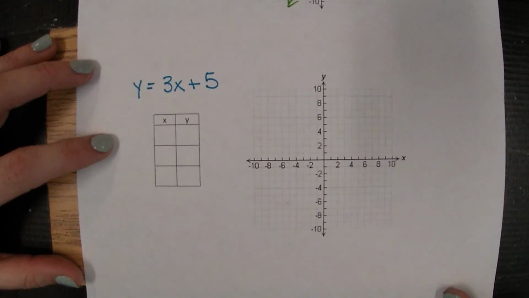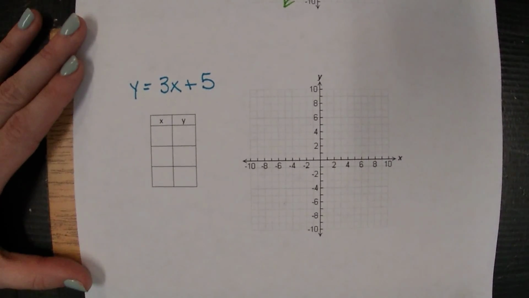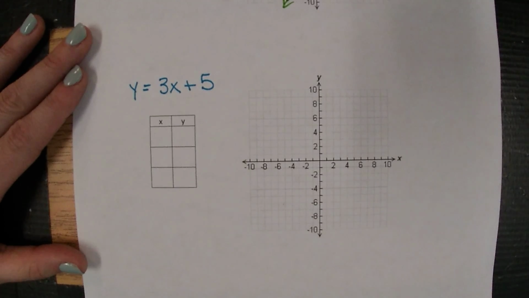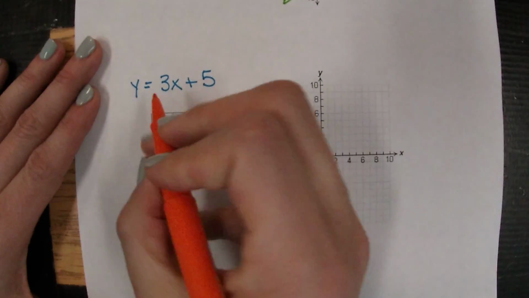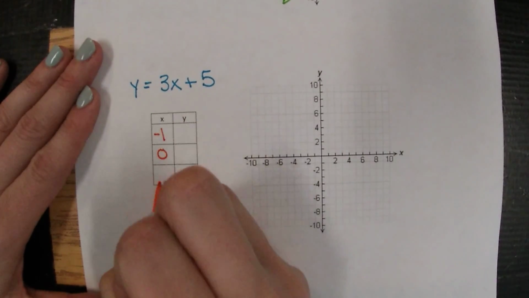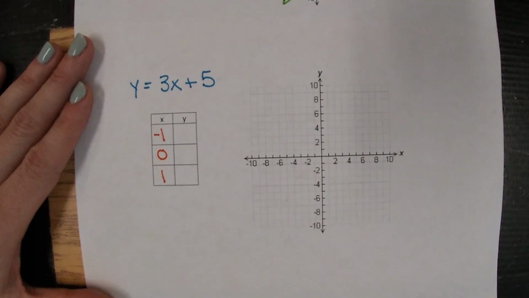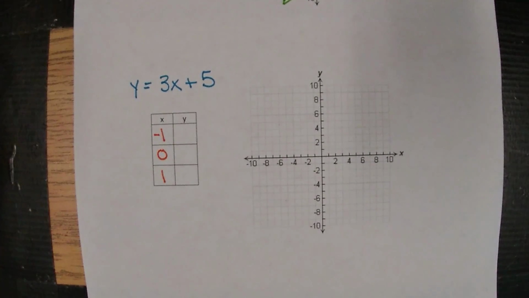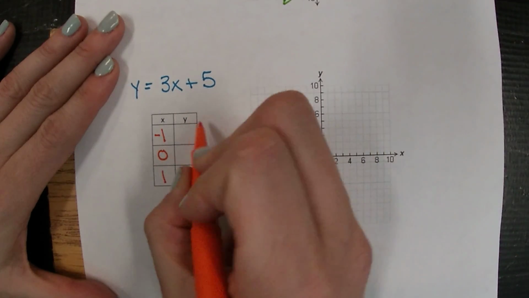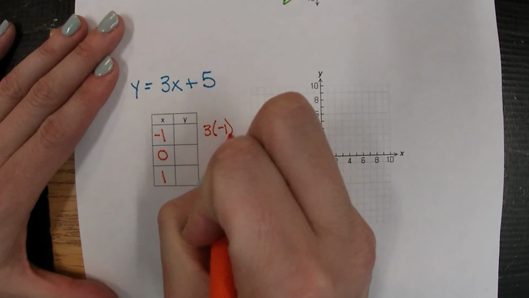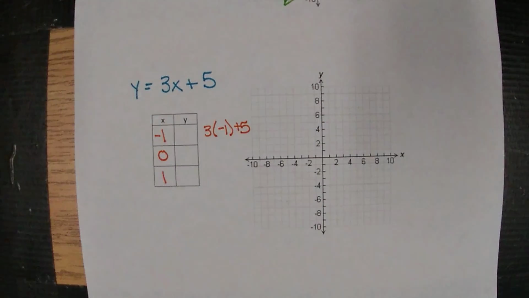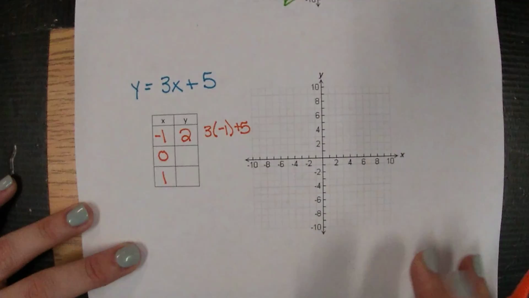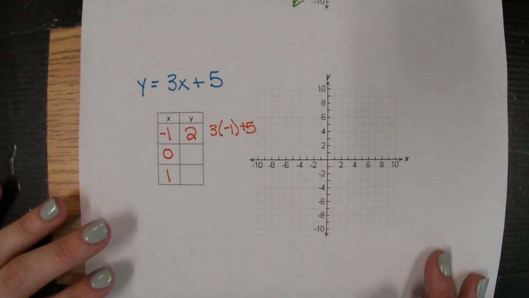So if I want to graph y equals 3x plus 5, what x values did I say would be good to plug in? We should be plugging in -1, 0, and 1. Okay, then we're going to take those values and we're going to start plugging them in for x. So I'm going to say 3 times -1 plus 5. What's our output value here? We get an output value of 2.